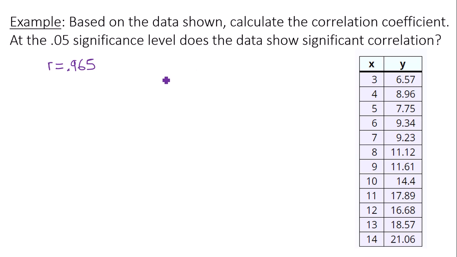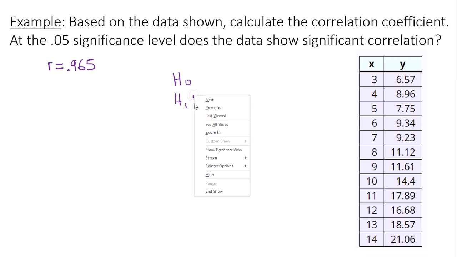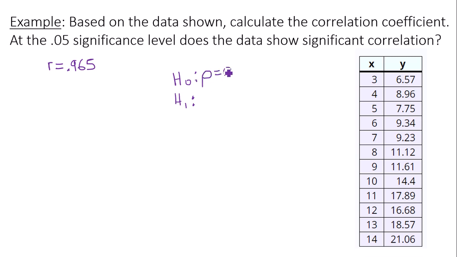Anytime we run a test for correlation, there's always two hypotheses. And the two hypotheses are always the same from one example to the other. The null hypothesis is always going to be rho is equal to 0. The alternative hypothesis is always saying rho is not equal to 0. Now this equality is still going with the null hypothesis. Rho is kind of like the population correlation coefficient, whereas R is the sample correlation coefficient.